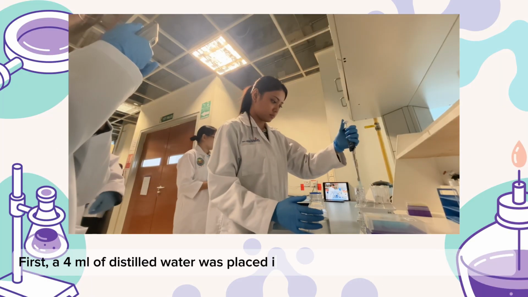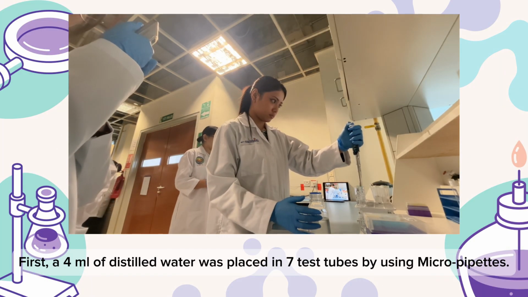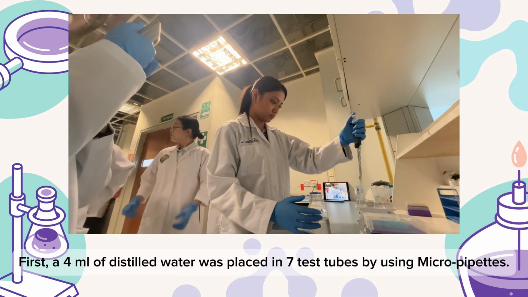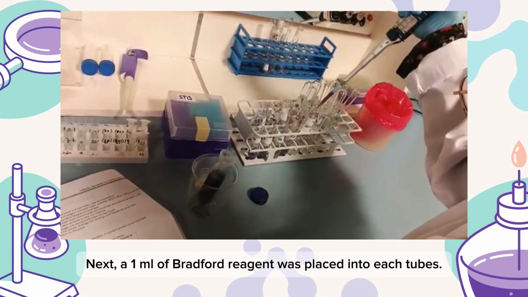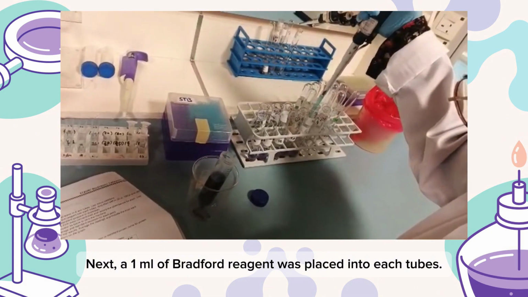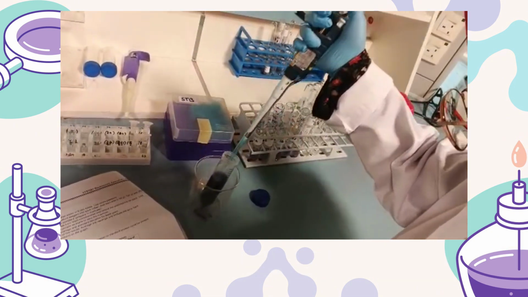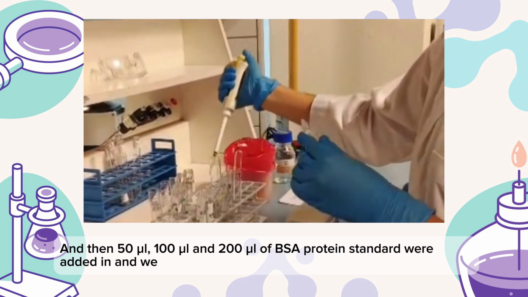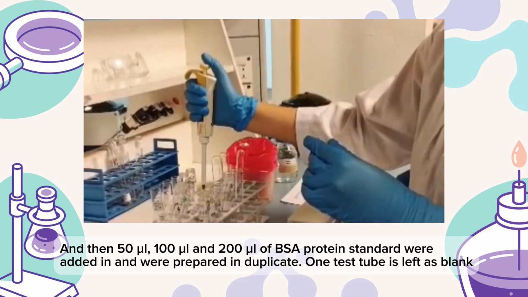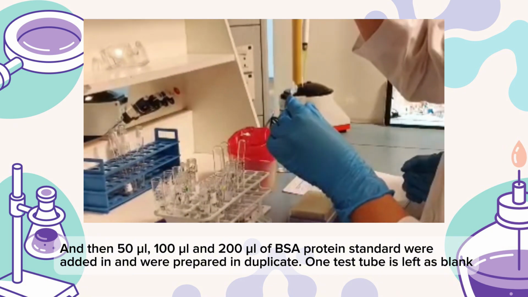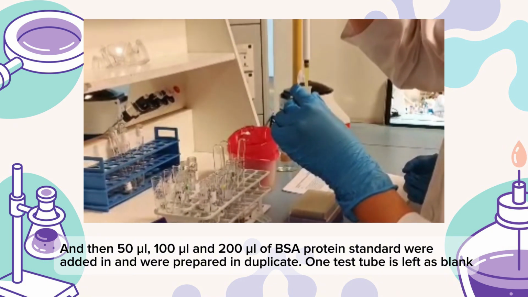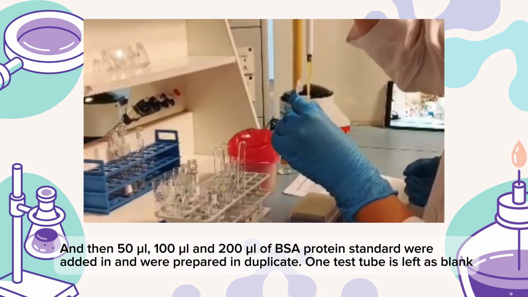First, 4 ml of distilled water was placed in 7 test tubes by using micropipettes. Next, 1 ml of Bradford reagent was placed into each tube. And then, 50 microliter, 100 microliter, and 200 microliter of BSA protein standard were added and were prepared in duplicate. One test tube is left as blank.